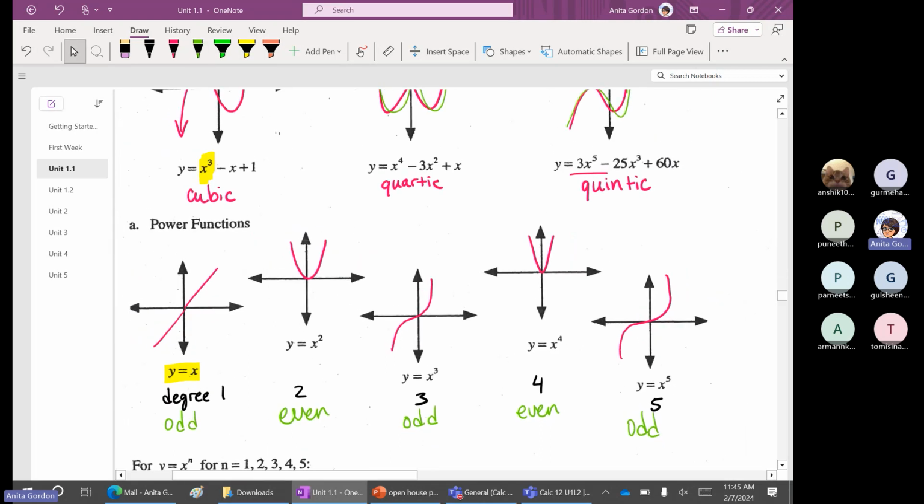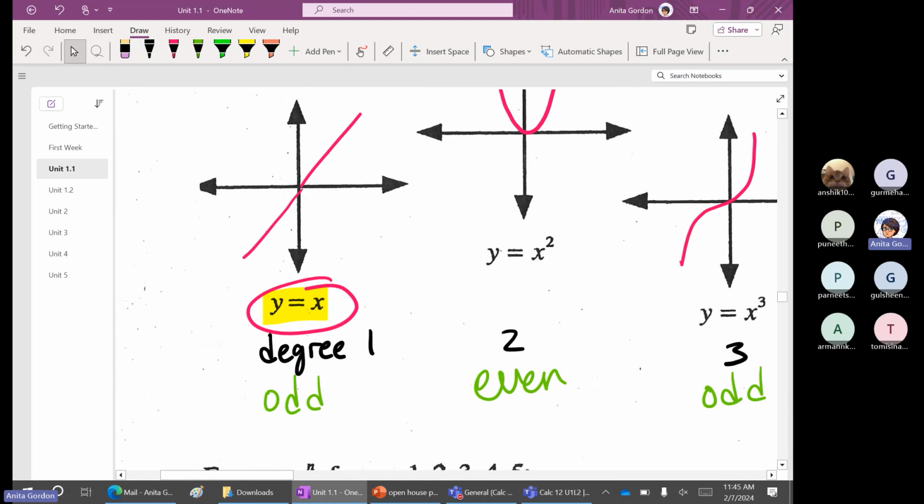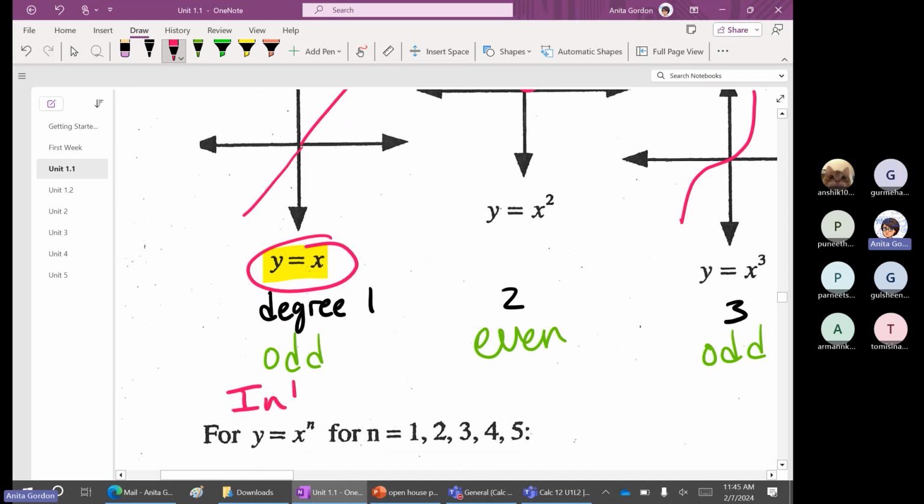Okay, so odd degrees will give us an odd symmetry. Hopefully that makes sense. Even degrees give us even symmetries. What do we call this equation, the one I just circled? The linear. Yes, and? Nope. Go to the previous page. What do we call y equals x? Nope. Identity. Very good effort though, guys. Lots of I words. This is the identity function.